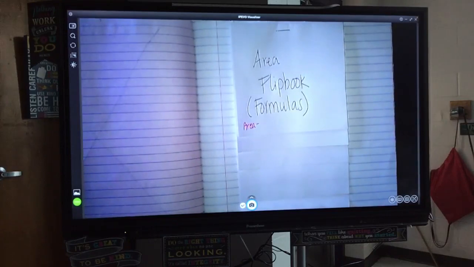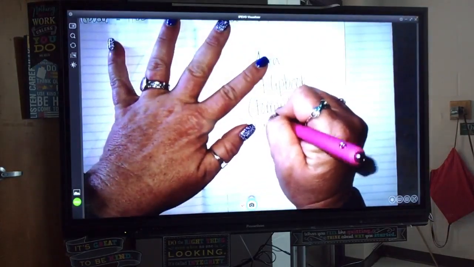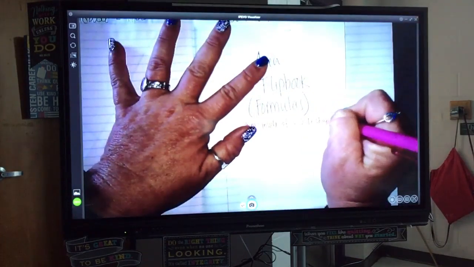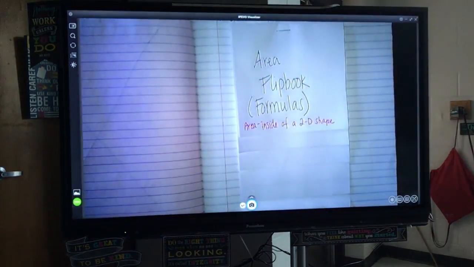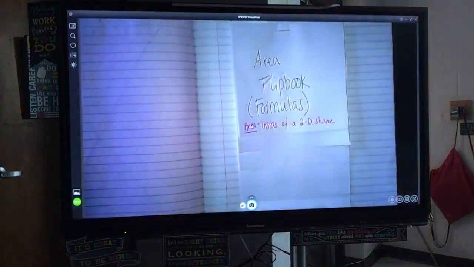So what does the word area mean? Jeremiah, what do you think? Like the perimeter is the outside, I think area means the inside of something. Yes, so it is the inside of a 2D shape. Please make sure that you add 2D shape, because it's not a 3D shape. We'll talk about surface area and volume a little bit later. Volume is 3D, and so is surface area. So it's important for us to understand that area is the inside of a 2D shape.